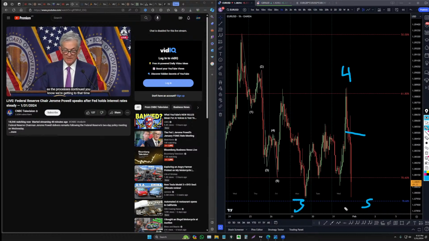I'm short since up here. I kind of feel like it may break out and keep going down, but you really don't know, and it possibly could turn back up.